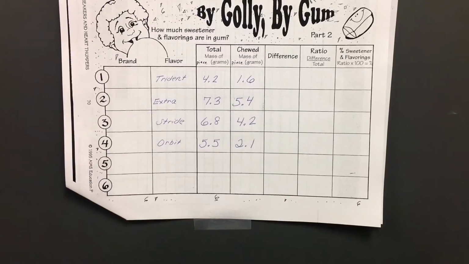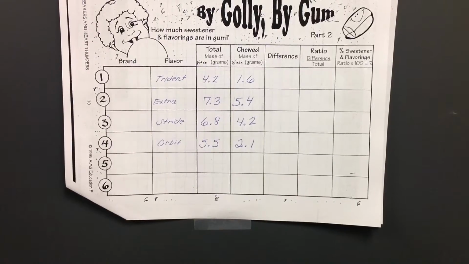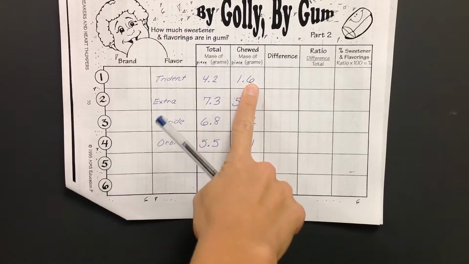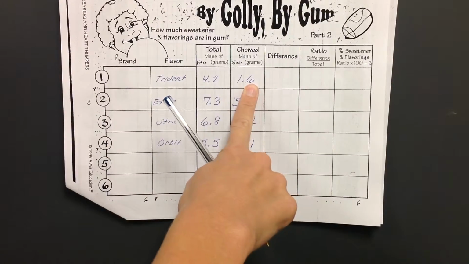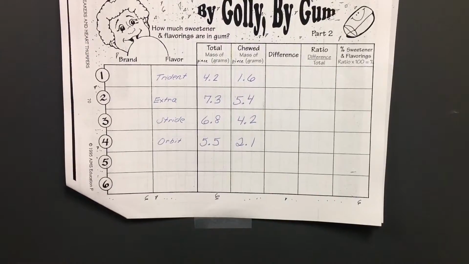We're going to start with the third column, which is the difference column. To calculate the difference, please use your calculator if needed. You will take your beginning mass and your ending mass and subtract the two numbers. If you are not using a calculator, remember to line up your decimals. If you are using a calculator, that's fine.